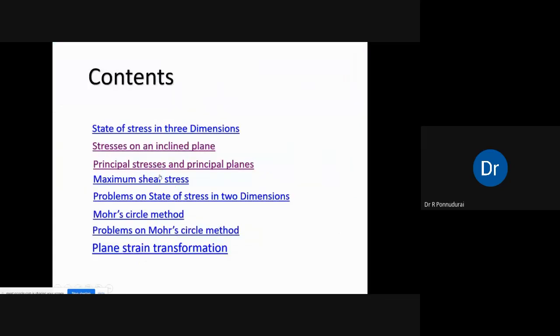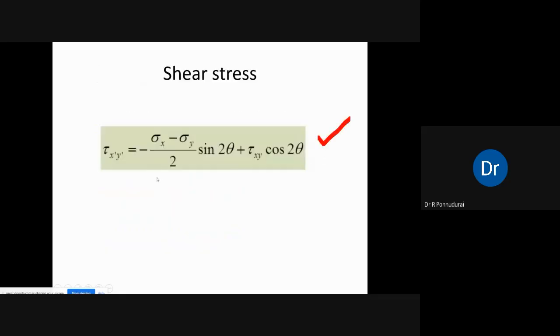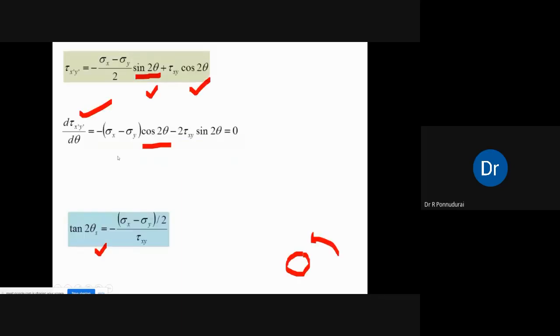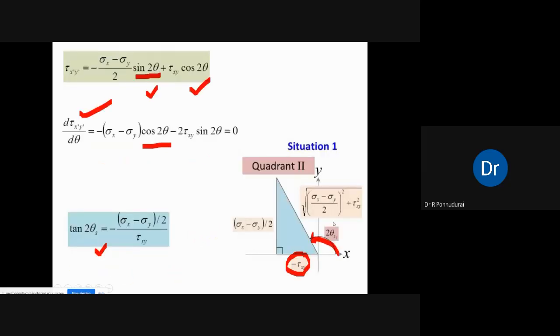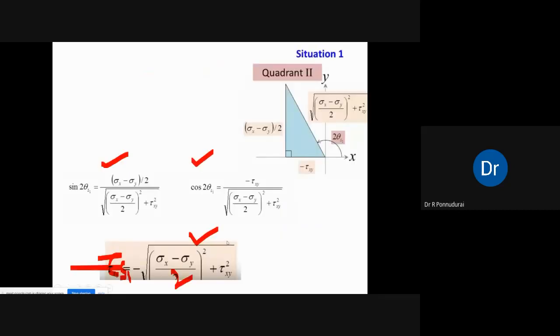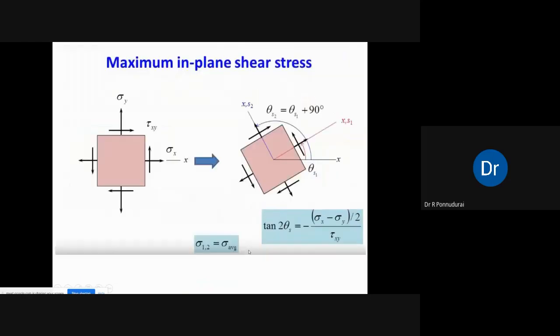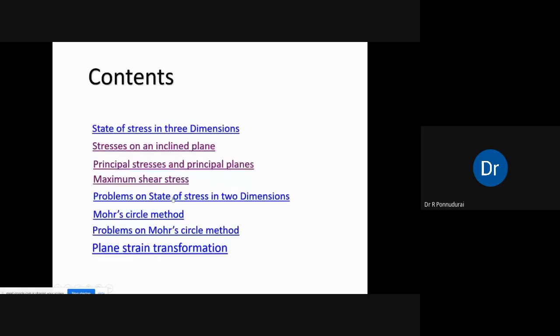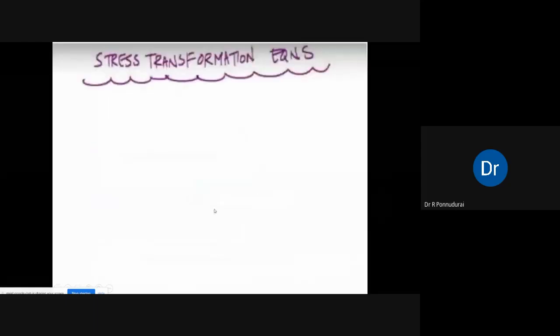Maximum shear stress we also saw just now. We take the general expression, go for the derivative of this expression, get the value of tan 2 theta, draw the triangle, and calculate sine 2 theta and cos 2 theta. Then upon substitution of these two values, you can get this equation.